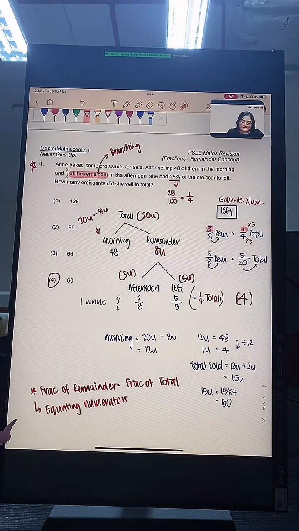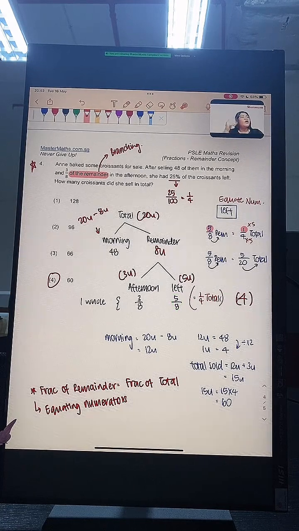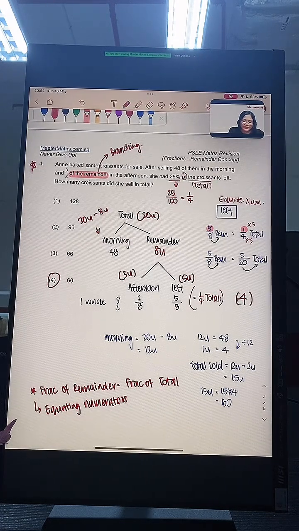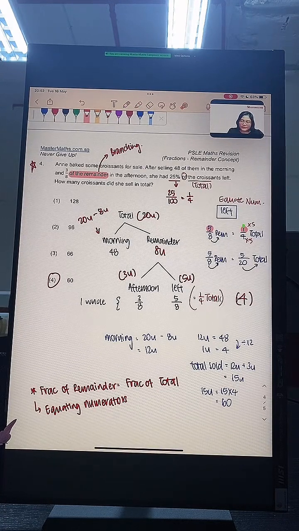And the question says this 5 out of 8 of the remainder is the same as 25% of the croissants, which is of the total. Of the croissants means of the total. That's why we equate numerators. We make the numerators the same.